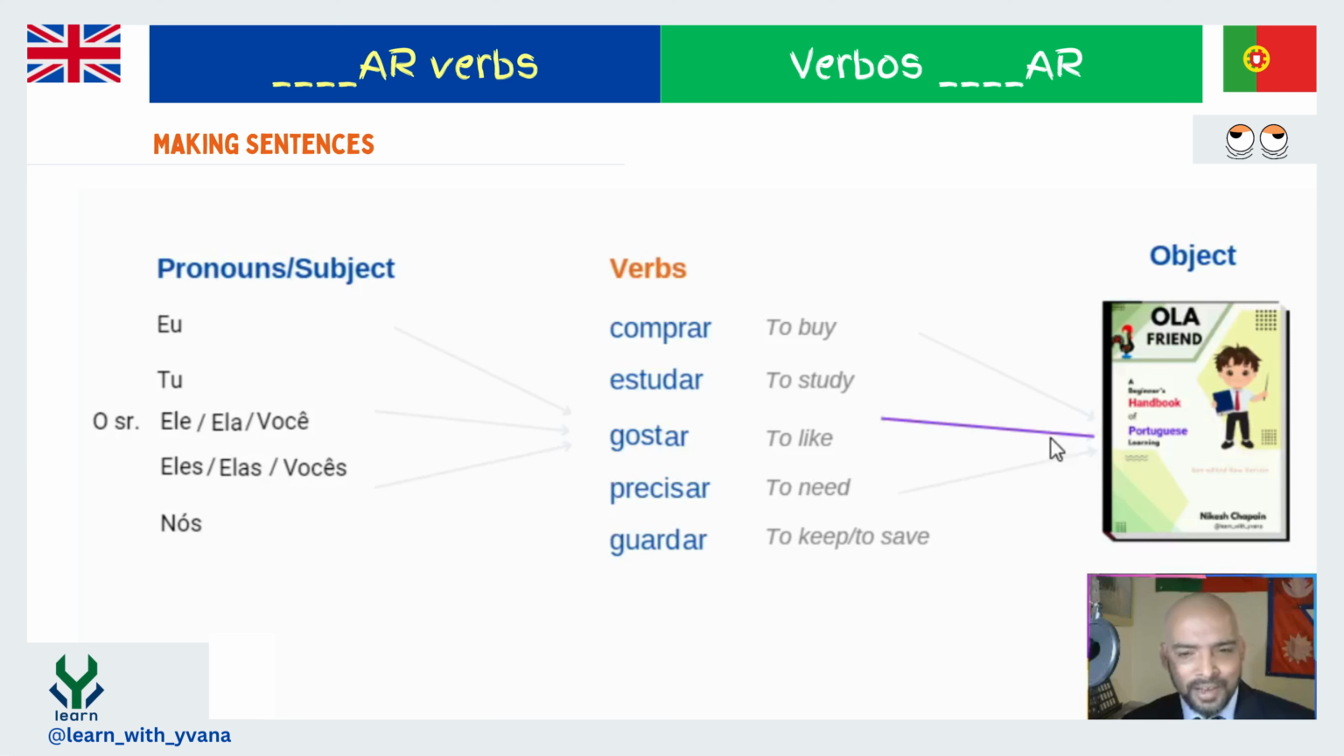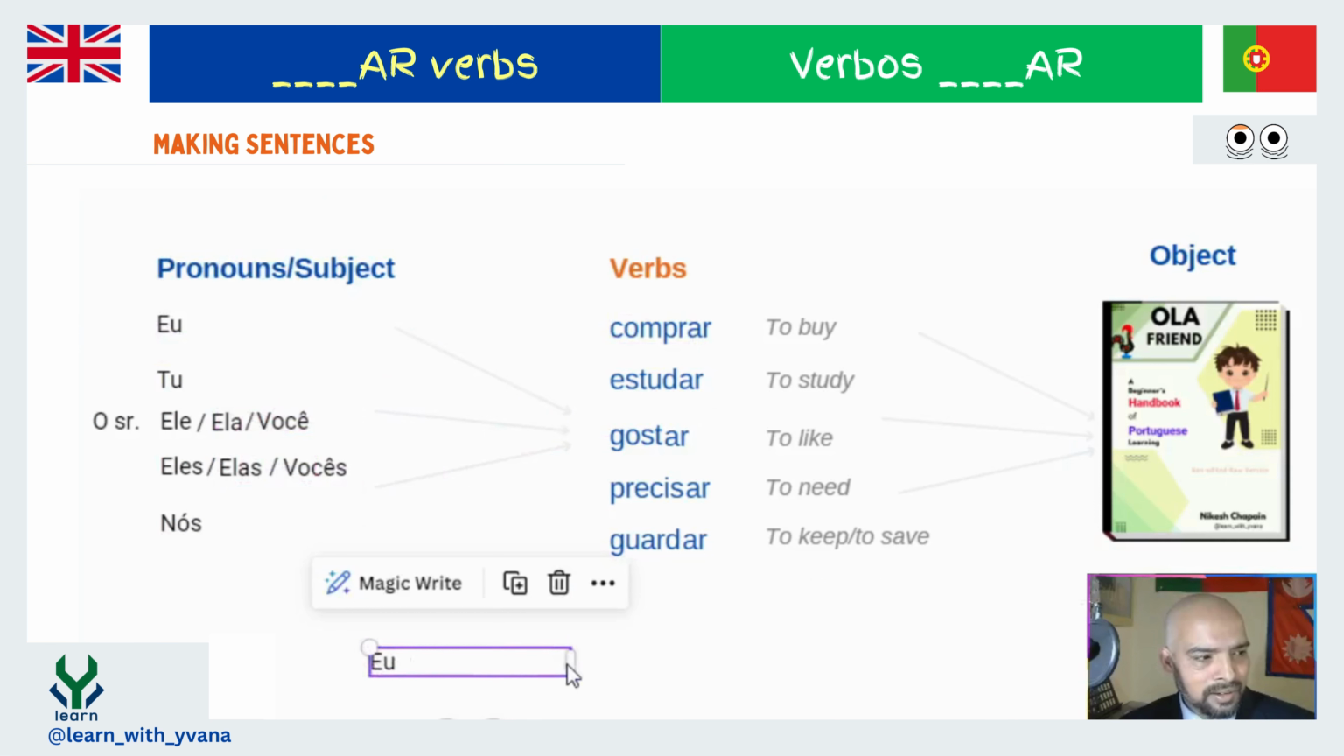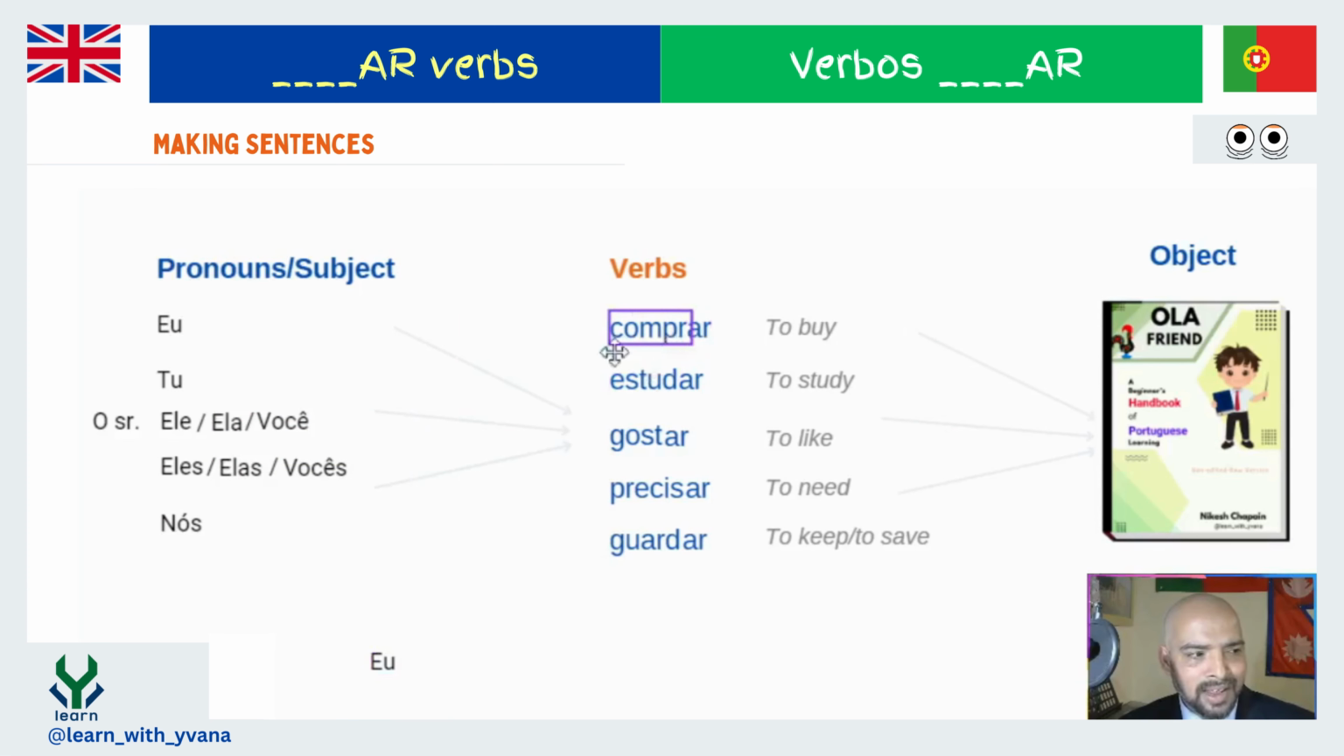and these verbs help to tell what we are going to do with that object, right? So if you want to say I buy this book, then it's very easy, right? Just take this eu, that means I. Buy means comprar, and if you see AR, remove this one and just take compr. Compro, right? And then you take this object here, right?